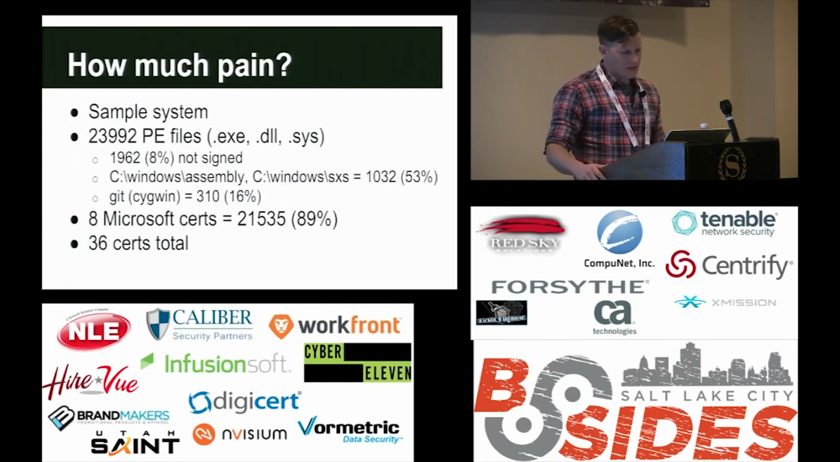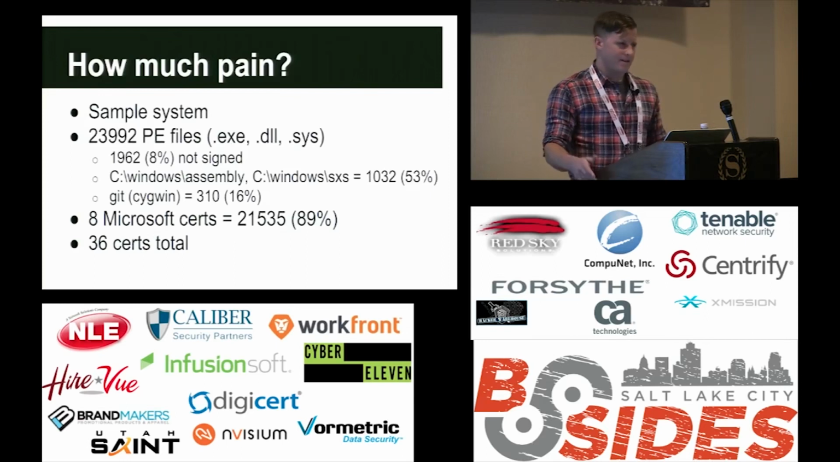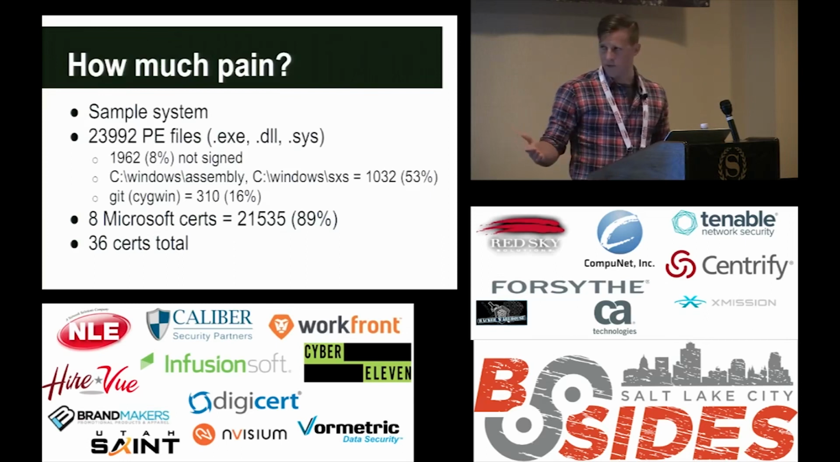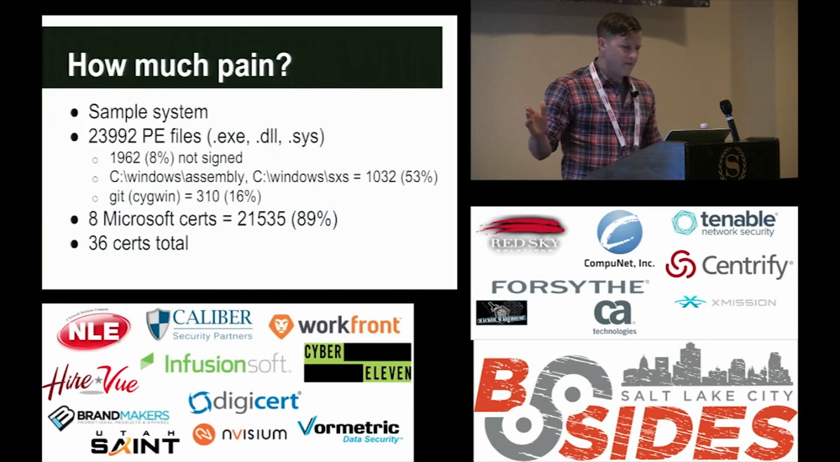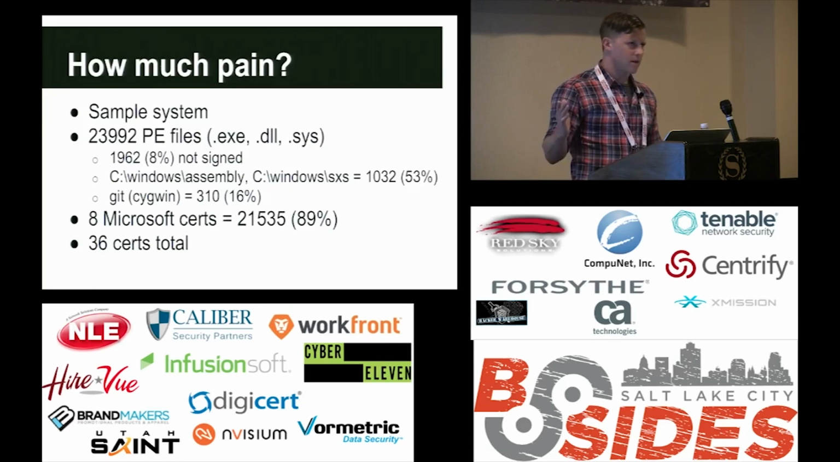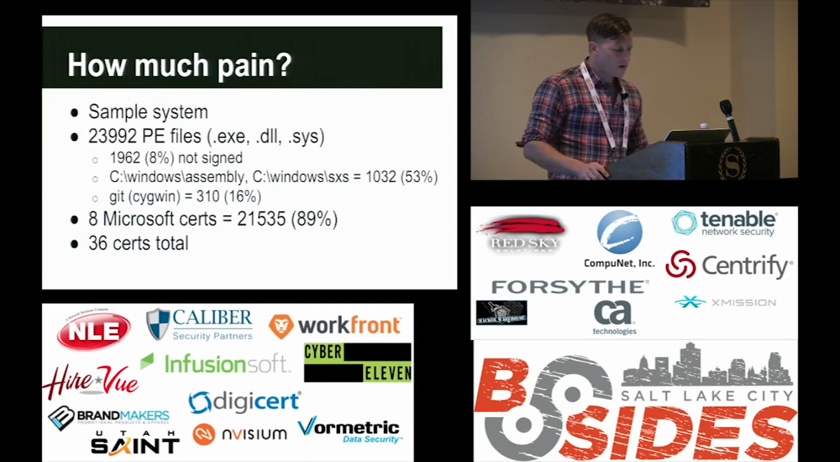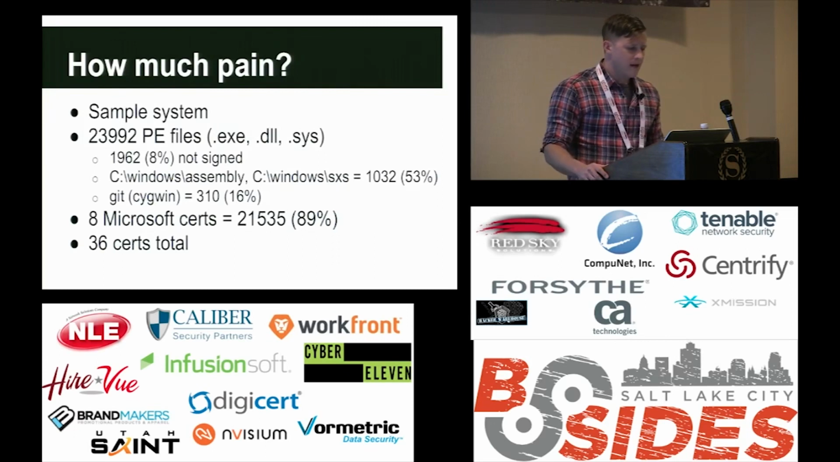So if you do want to do application whitelisting, how much pain is involved in this? This is just a sample system, one of my dev boxes, actually. Looking for any files that have a PE header on it, so just anything that starts with MZ at the very beginning of it. I had about 23 or 24,000 different files on my system. And of those, only 8% were not signed.